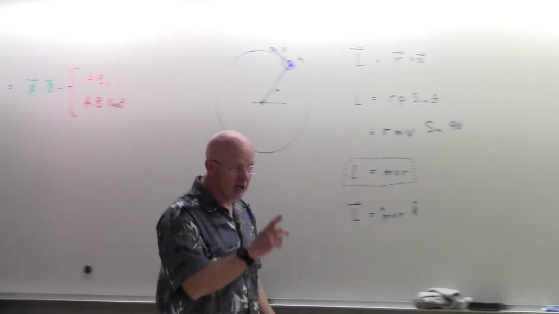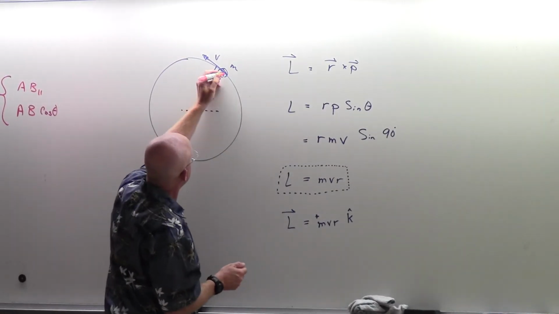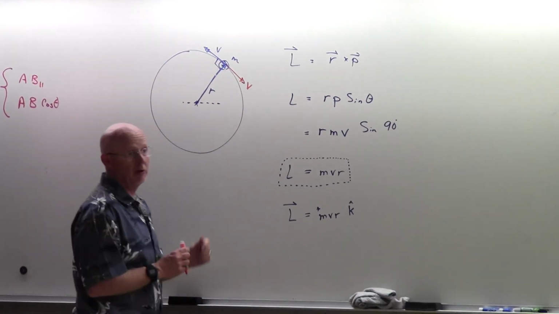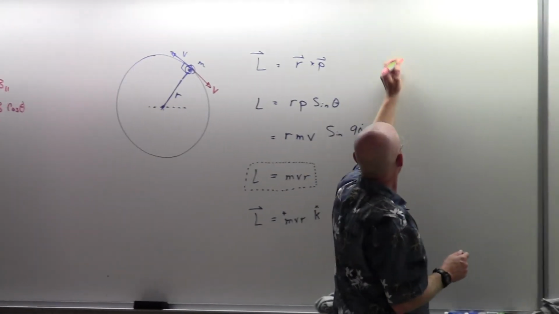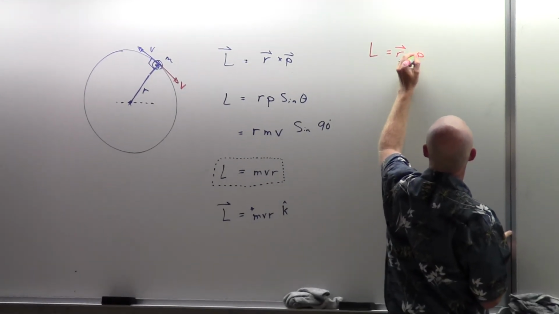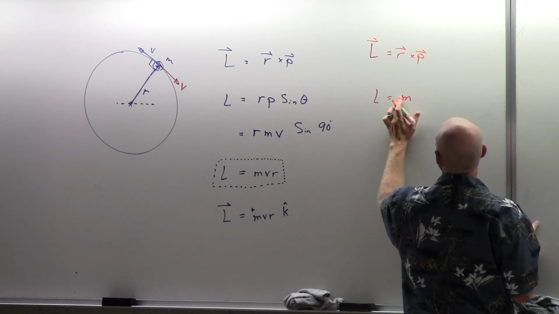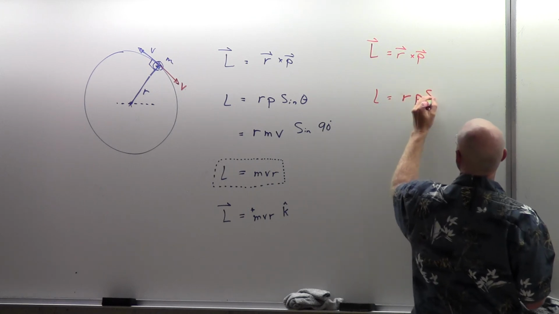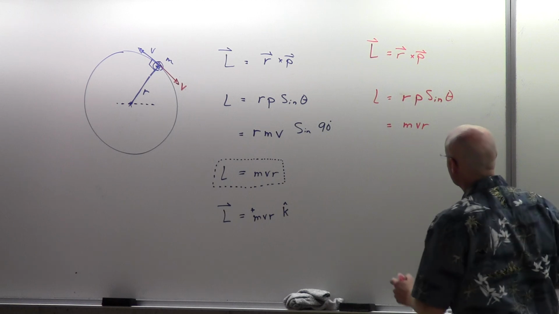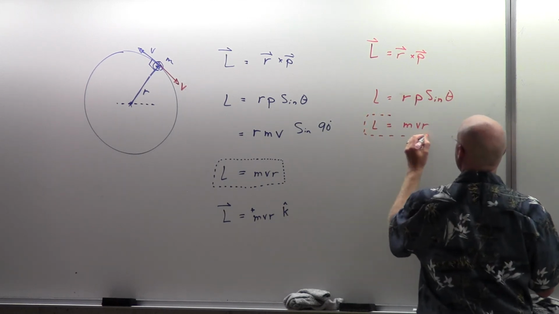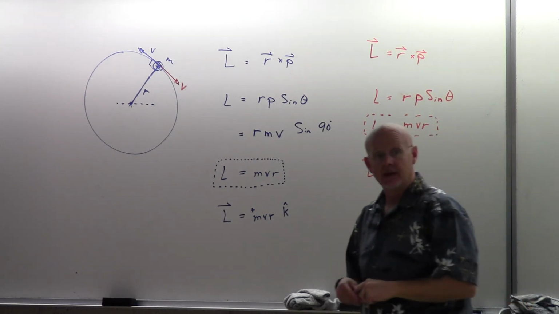How would this problem change if it was rotating the other direction? What if it was rotating this way? Yeah. And so I still would have written it as a cross product. When I go to calculate its magnitude, I would write it as an r, a p, and a sine of the angle between them. That would still come out to be mvr. And so the magnitude of the angular momentum would still be the same. But what would I get for the direction? Negative.